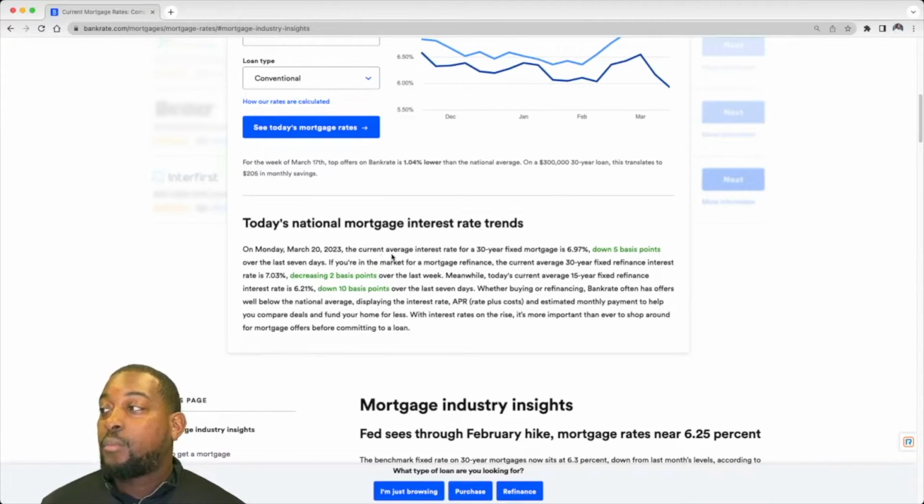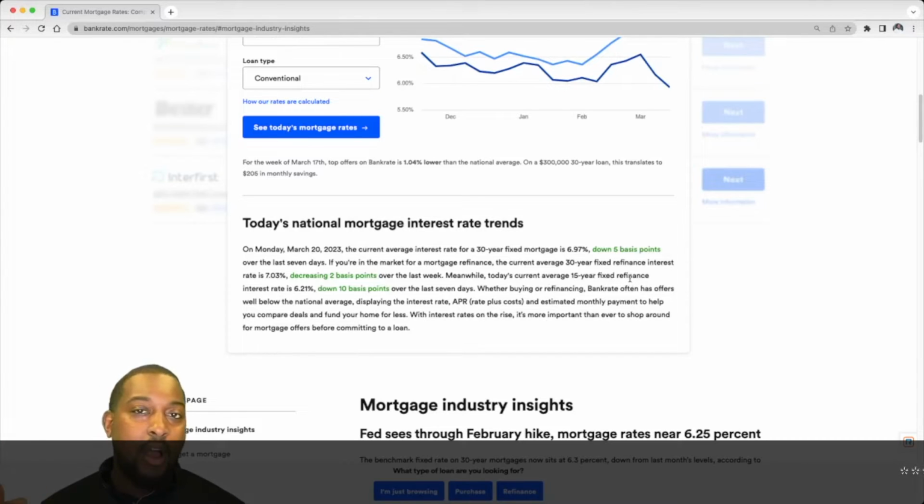If you're in the market for a mortgage refinance, the current 30-year fixed refinance interest rate is 7%, decreasing 2 basis points over the last 2 weeks, okay? Meanwhile, today's average 15-year fixed refinance rate is 6.2%, 6.21%, which is also down 10 basis points over the last 7 days. Whether you're buying or refinancing, Bankrate is always going to show you some offers and things of that sort.